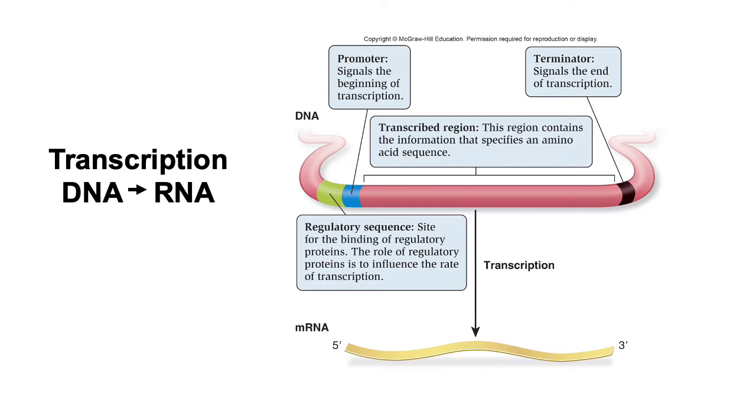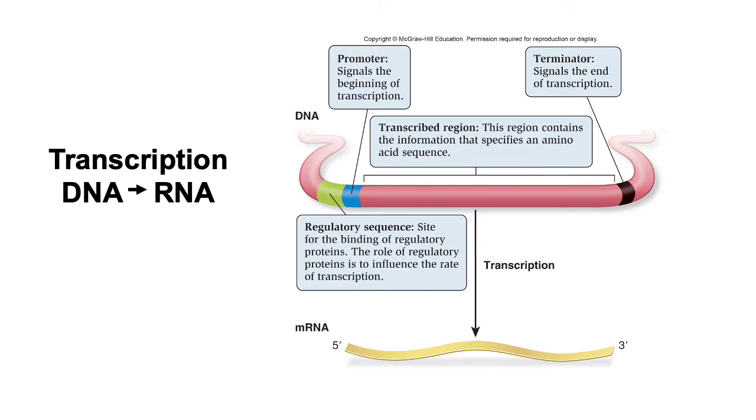So the first process we want to talk about is transcription. So transcription is basically RNA synthesis. So what you're doing when you transcribe a gene is you're taking the DNA sequence and converting it into an RNA sequence. And it's the transcribed region that contains all of the information that we need in the messenger RNA to then make a protein.